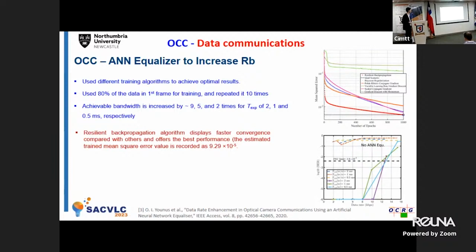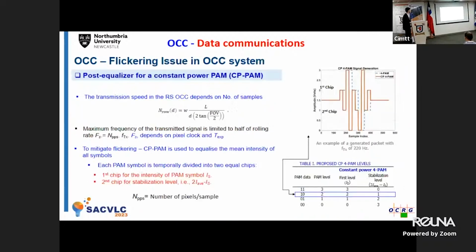Here we look again at the data rate with and without equalization. You can see it's failing at very low bandwidth. We talk about 4 kilobit per second, and the signal is already unable to be recovered. However, with the use of this ANN, you can, in principle, push the bandwidth 9 times bigger, though still within the limited bandwidth.